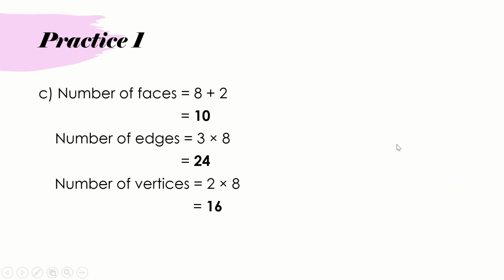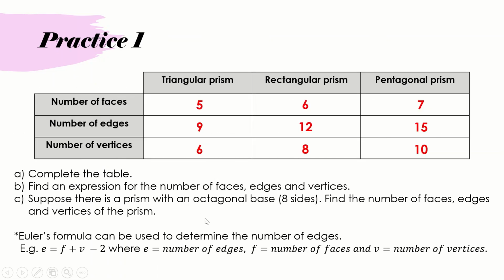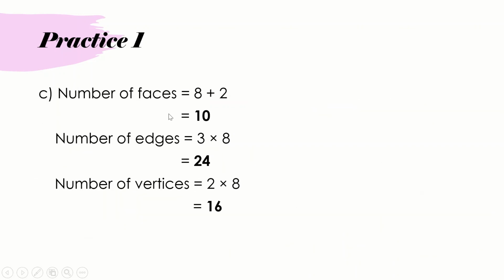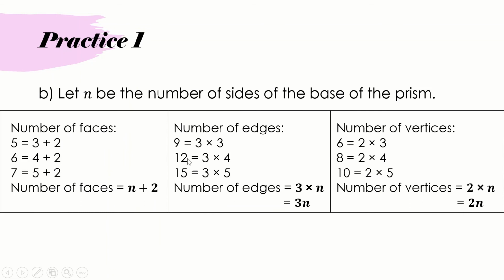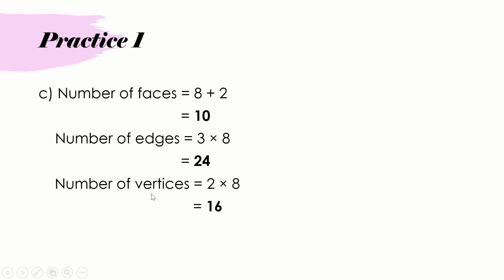Okay, and part C, number of faces for a prism with octagonal base with 8 sides. So number of faces will be 8 plus 2, looking at the formula n plus 2 here, equals 10. Number of edges will be 3 times n, 3n. So 3 times 8 will be 24. And number of vertices will be 2n, 2 times n, or 2 times 8 in this case will be 16.